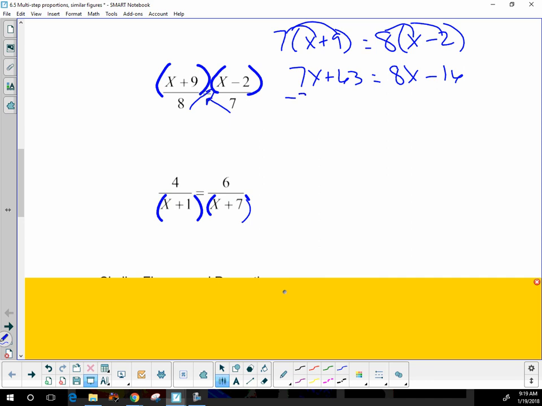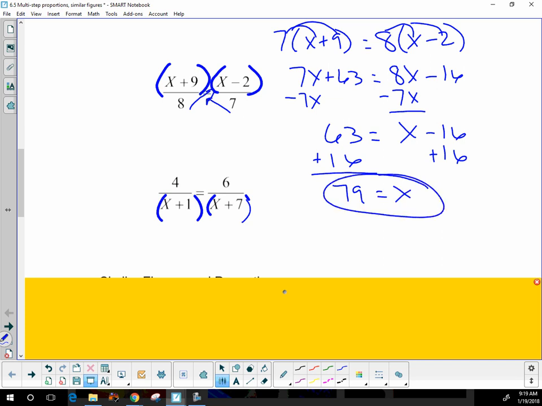Okay, so over here, simply because I don't want a negative, it doesn't really matter which way I go. I get 1x. I'm going to add 16 to the other side. Okay.